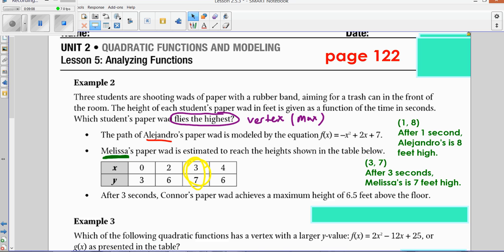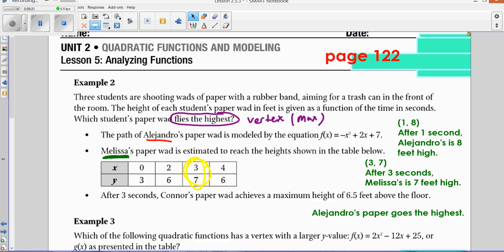So 3, 7. So now we say, all right, if Alejandro's was 1, 8, Marissa's is 3, 7, which one is highest? After 3 seconds, the paper wad achieves the maximum height of what? All right, so who's got the highest one? Well, Alejandro has the highest one. His paper flies the highest.